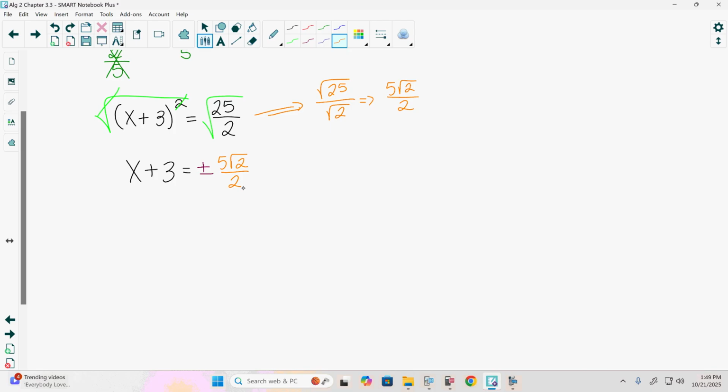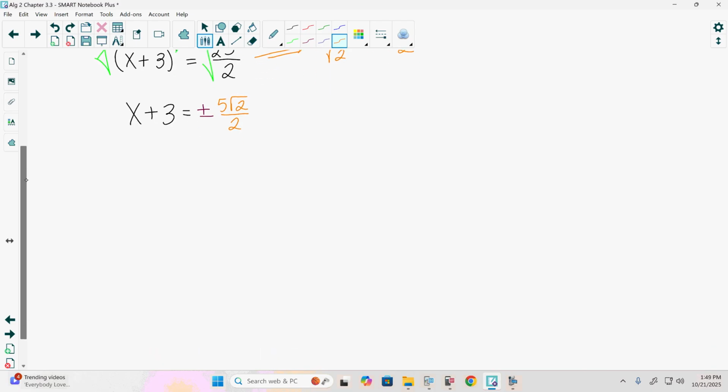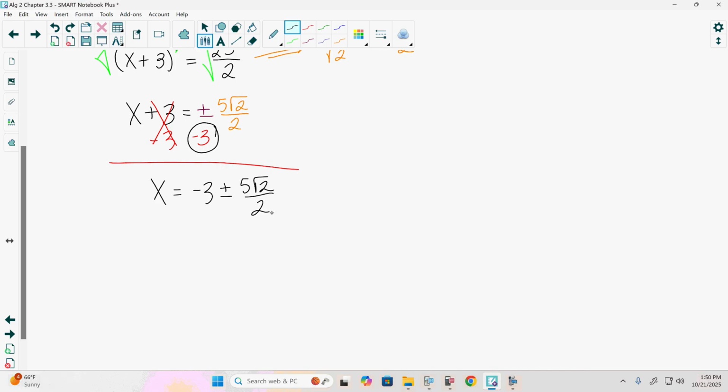At this point here, we've done steps 1 and 2. Our third step, we need to solve for the variable. Now, this is the first one we've seen where the variable is not by itself. So what we have to do is get the variable by itself. And to do that, we're going to subtract 3 from both sides. Because our 3 minus 3 here will leave us with x by itself is equal to. Whenever we have this plus or minus a term, we're going to take the term that we're adding or subtracting and put it in front of the plus or minus. So we're going to say that we have negative 3 plus or minus 5 square roots of 2 over 2.